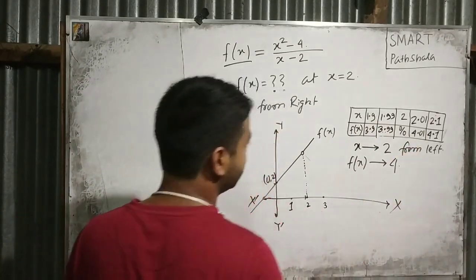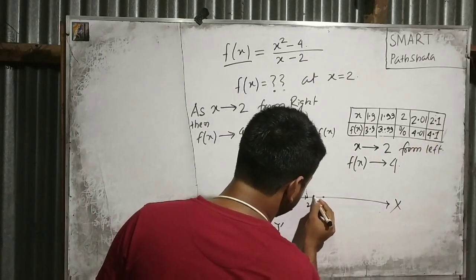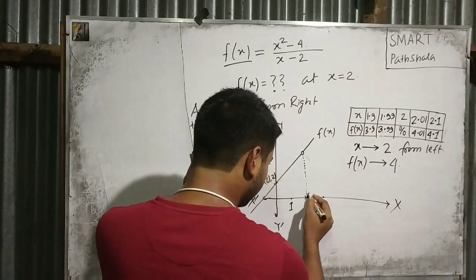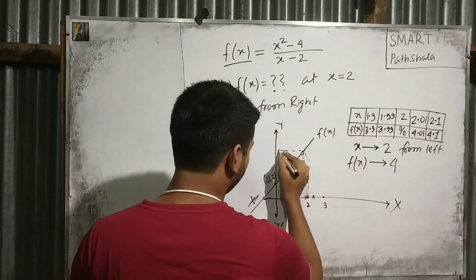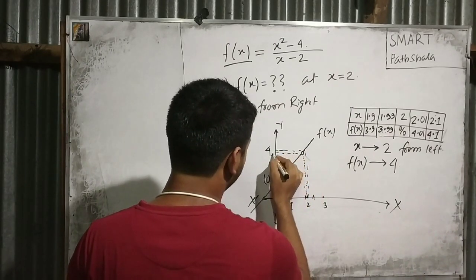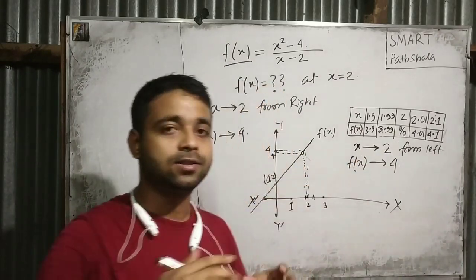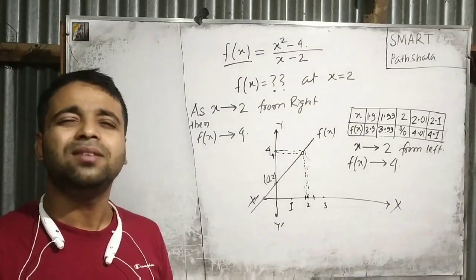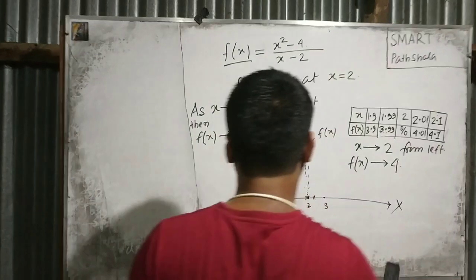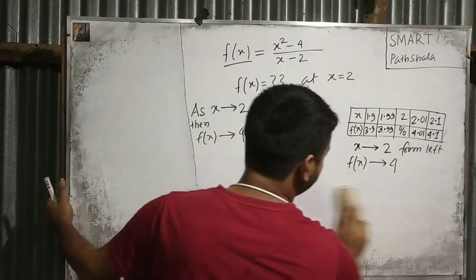You can see from this chart that at 2.1, this point was lying here, and at 2.01, which means here, the value was nearly equal to 4. And in this case also, it is nearly equal to 4. They are not exactly equal to 4, but very, very near to 4.